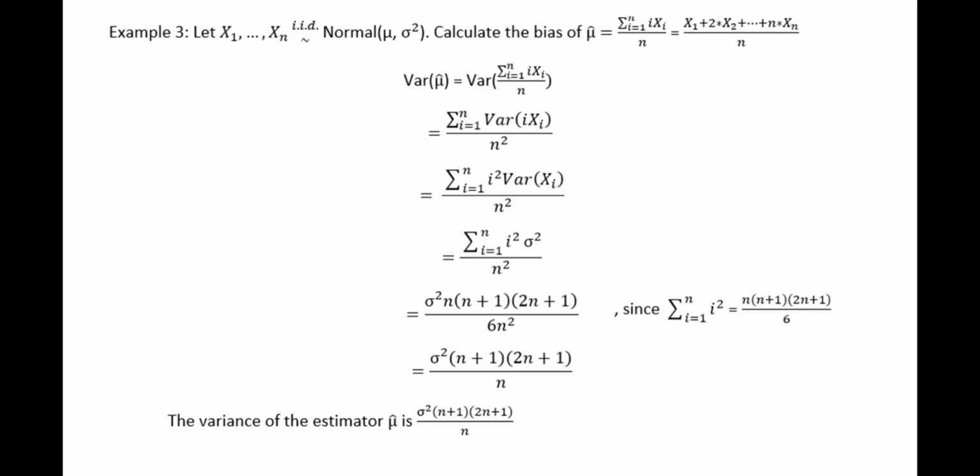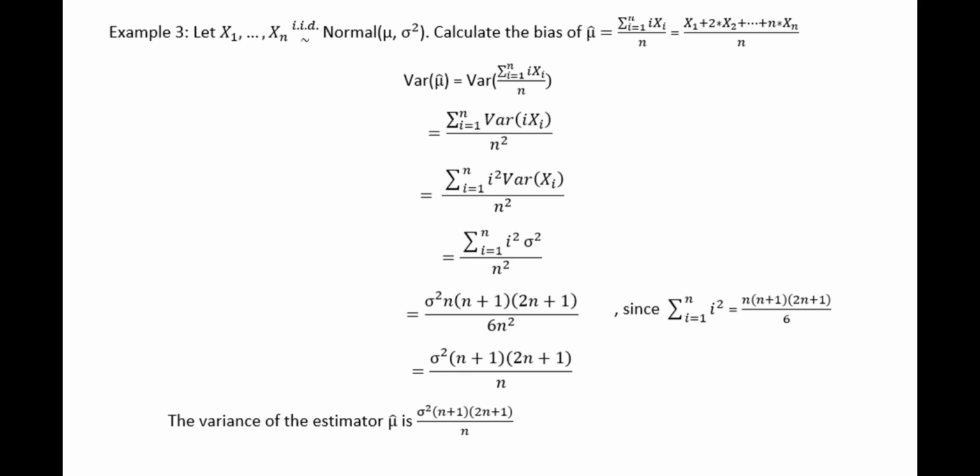Example 3. Let X1 to Xn be IID from a normal distribution with mean mu and variance sigma squared. Calculate the variance of mu hat, that is the weighted average of the X's, with the weight of the ith term equal to i. In other words, mu hat is 1 times X1 plus 2 times X2 plus ... plus n times Xn over n. We plug in the estimator like always and take i out of the variance expression and have it squared, using the properties of variance.